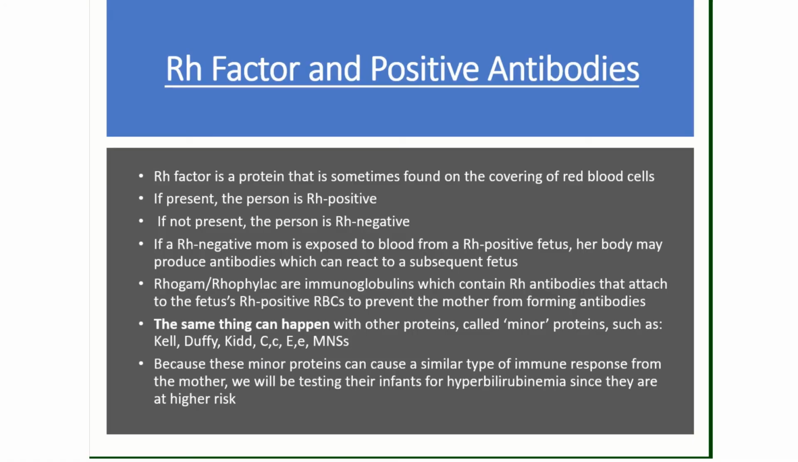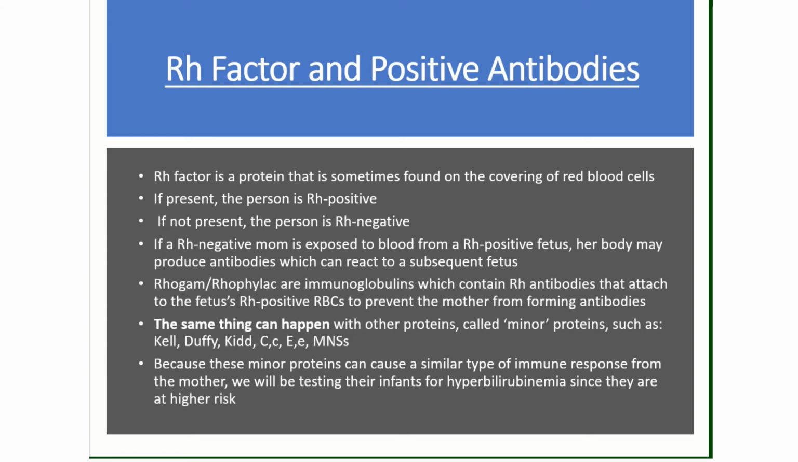A quick lesson on Rh factors and positive antibodies, since we've thrown those at you during this PowerPoint. An Rh factor is a protein that is sometimes found on the surface of red blood cells. If this protein is present, the person is Rh positive. If the protein is not present, the person is Rh negative. When an Rh negative mother is exposed to blood from her Rh positive fetus, the mother's body may produce antibodies, which can cause a reaction to a subsequent fetus.